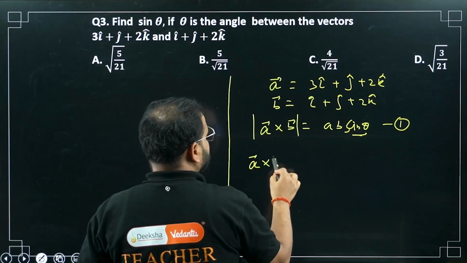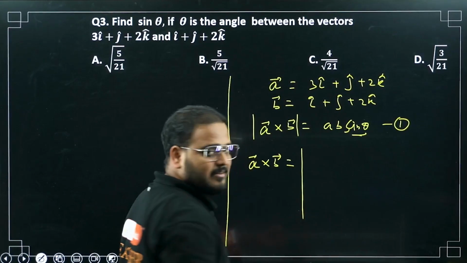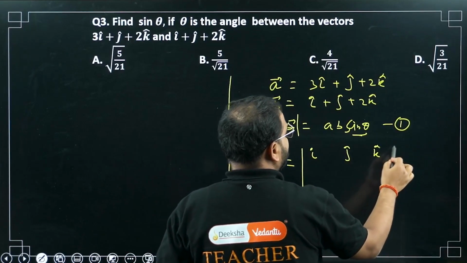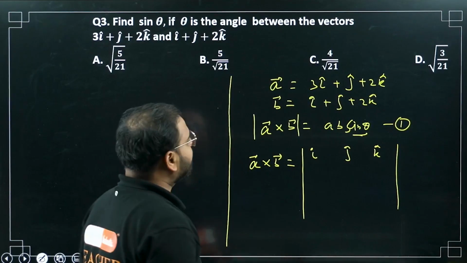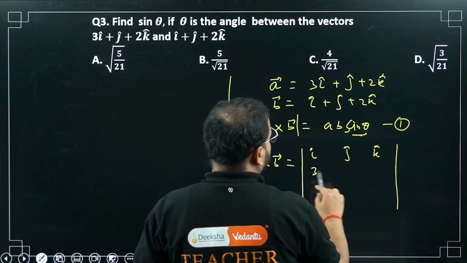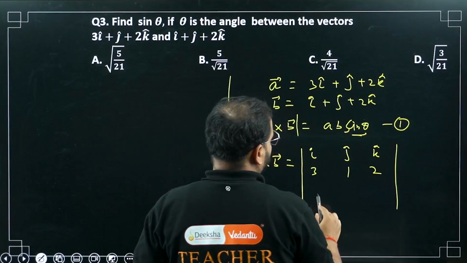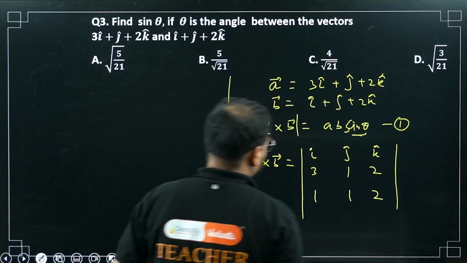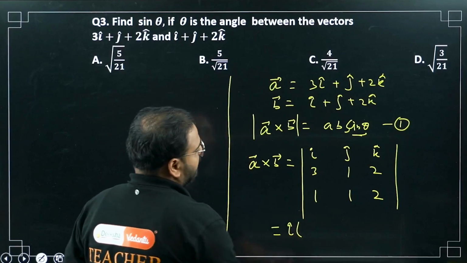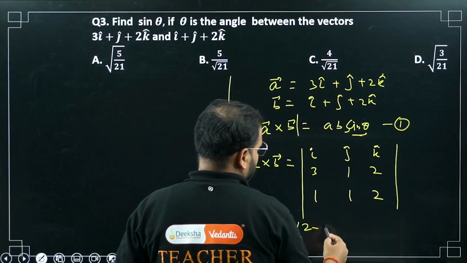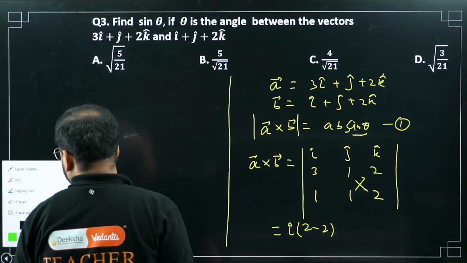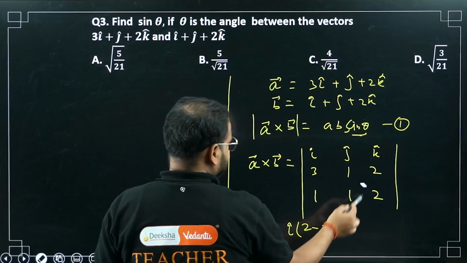What's A cross B going to be? Write in the matrix form. The first row will be the vectors i, j, k, the unit vectors across the x, y and z components. Then 3, 1, 2 and 1, 1, 2. Please solve this. Keep i as it is. Now we're going to get 2 minus 2, so that's going to be 0. So i cap will not exist.